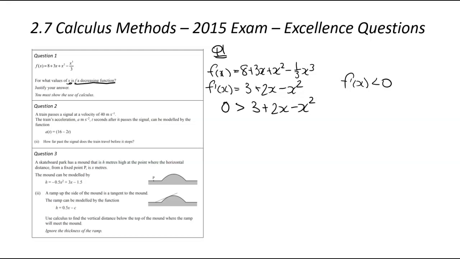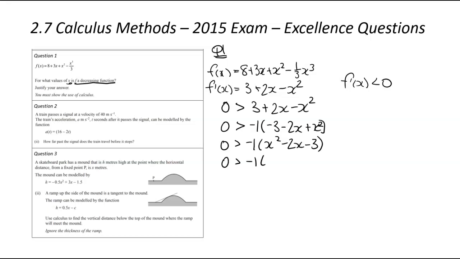I don't like the negative x squared, so I'm just going to factorize out the -1 there. So -1 times (-3 minus 2x plus x squared). And then I can make that look a bit easier: x squared minus 2x minus 3. And then I can factorize the bit inside the bracket. So that's -1 times (x minus 3)(x plus 1). Once we got to this stage, we've got a quadratic inequality.